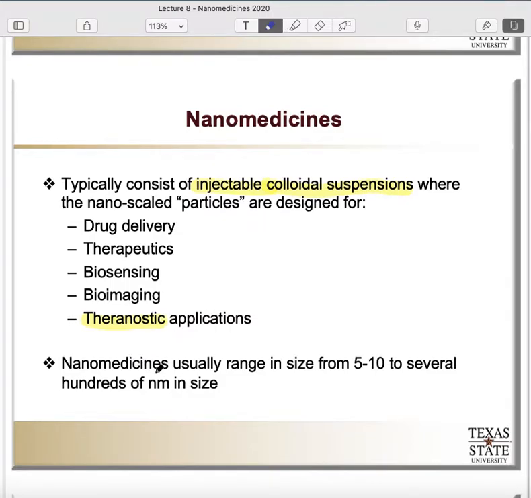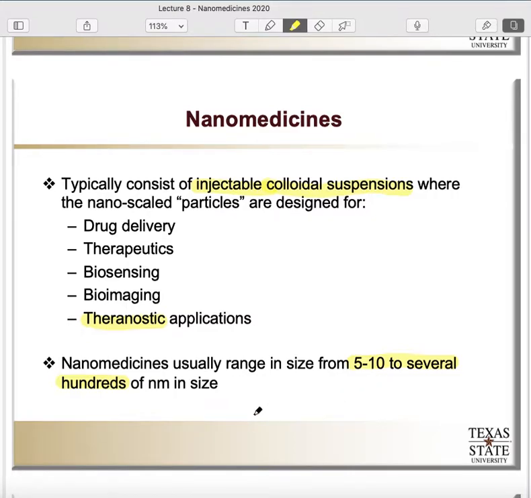Nanomedicines for biomedical applications typically range from 5 or 10 to several hundreds of nanometers in size. This might be different from the terminology that is used in other material science fields. Here it's okay to go to hundreds of nanometers and still call it nanotechnology or nanomedicine. Typically the lower end of the range is going to be about 10 nanometers. The reason for that is that under 10 nanometers, particles tend to be rapidly cleared from the circulation through renal filtration, because basically they would behave as if they were small molecules.